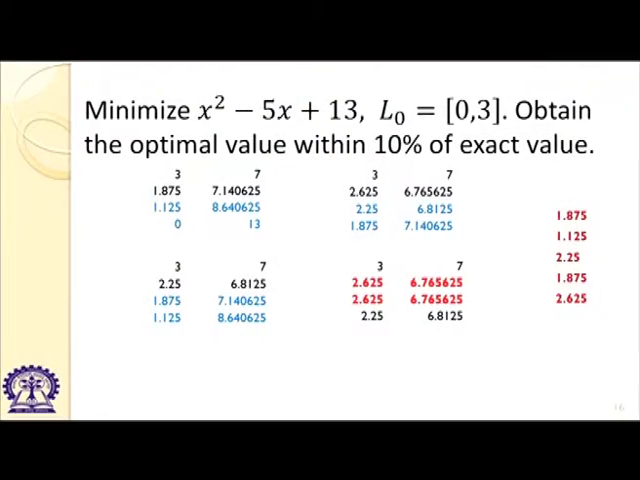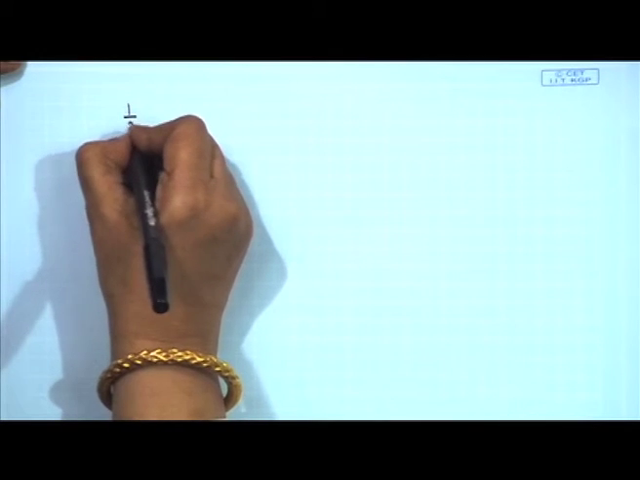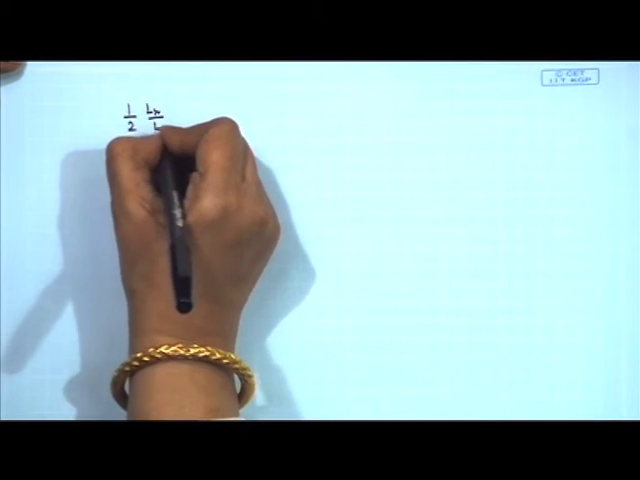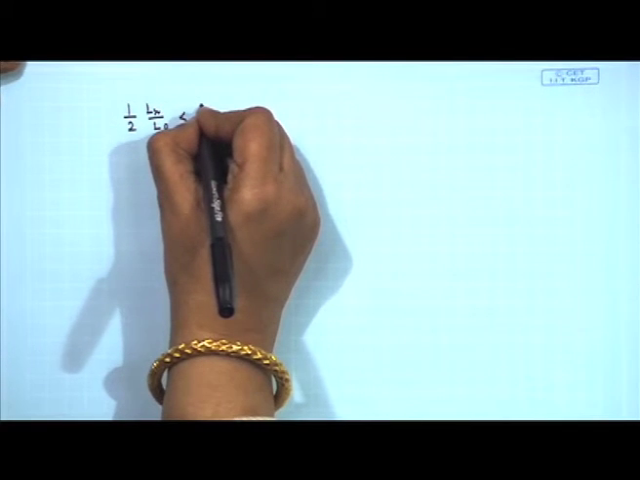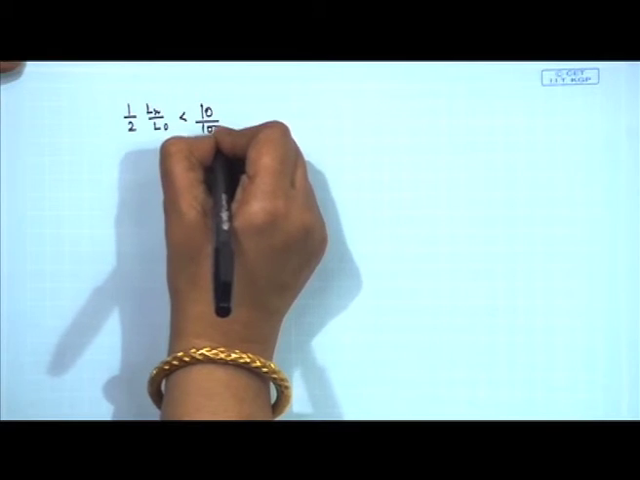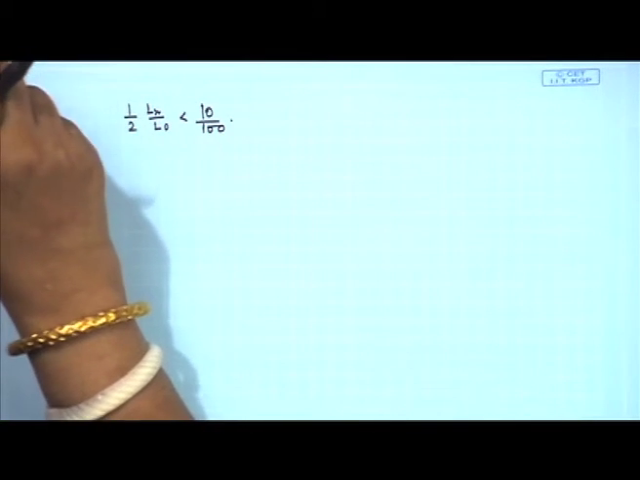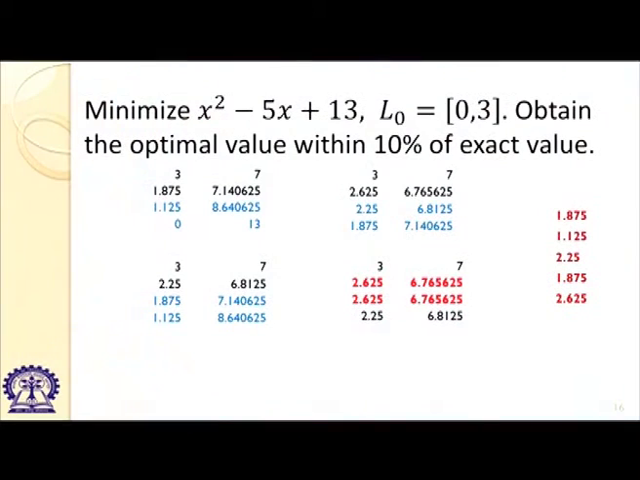Let us consider another example. We are considering the same function, but here we are only considering 10% of the exact value. 10% of the exact value means, as I said before, half Ln by L0 must be less than 10%, that is 10 by 100. That is why, I did the calculation before, we need to do a minimum of 5 experiments. Alright. And here the initial interval of uncertainty is 0 to 3.